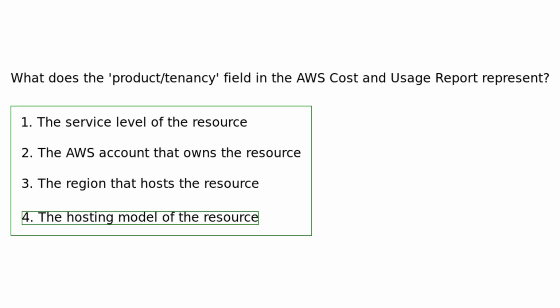For some resources like EC2, the product/tenancy field shows the hosting model, such as shared, dedicated, or host, which affects pricing.